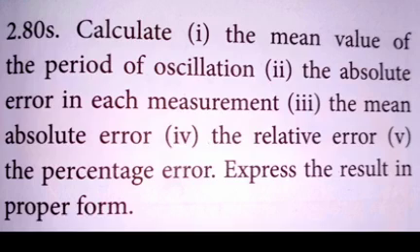Second one, absolute error in each measurement. Third one, mean absolute error. Fourth one, the relative error. Fifth one, the percentage error. Also we have to find the time period, in the proper form. Students, in this question an experiment is done by students. To calculate the time period of an oscillation, they took 5 sets of readings. So we have to calculate the errors in the readings. Let me discuss. Listen carefully.